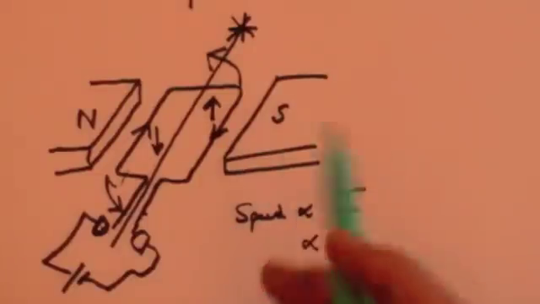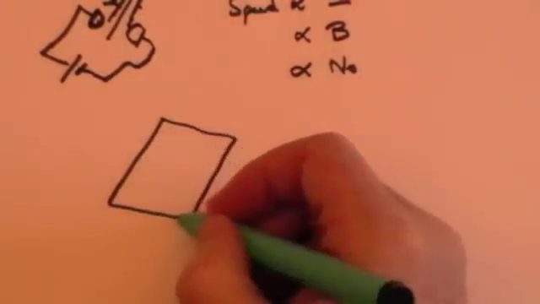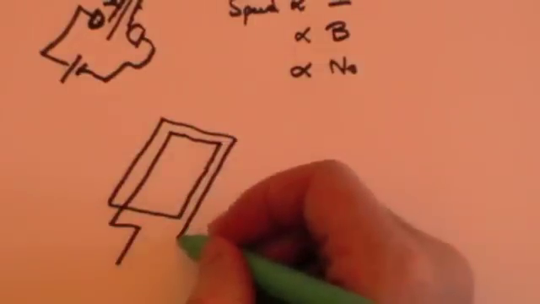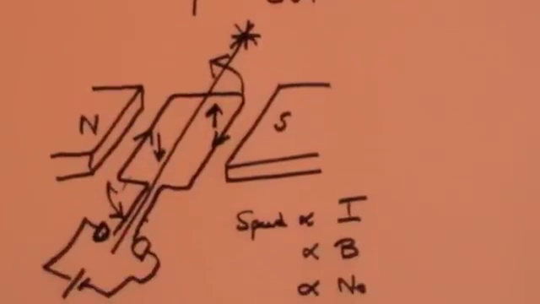At the moment, I've only got one turn. What I could have done, of course, is to go up, down, round, and then round again, and then bring the two wires out. That would be a two-turn wire. I could have as many turns as I like. The more turns you use, the faster the whole motor will rotate. And that's the essence of an electric motor.